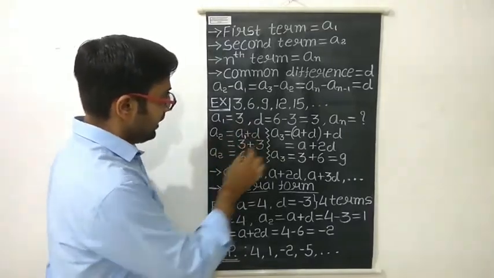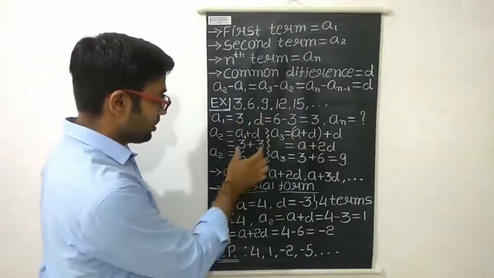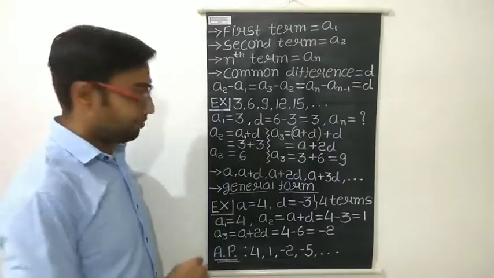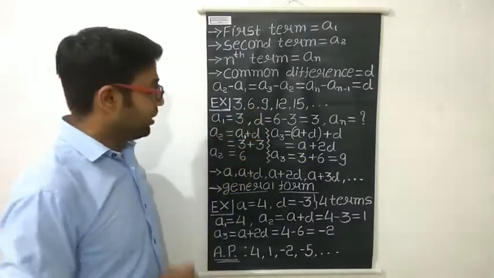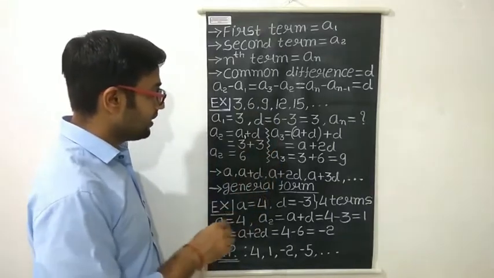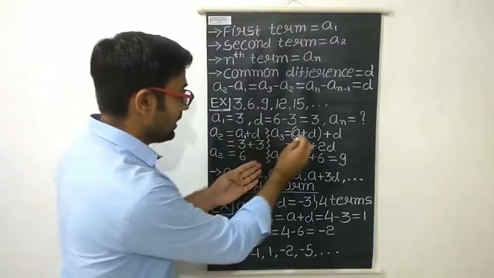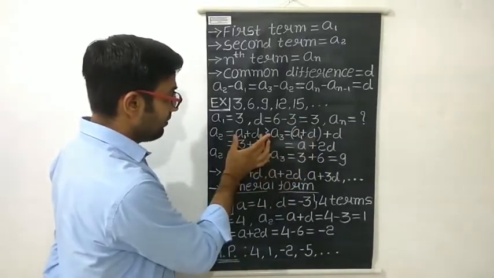By doing this, what will we get? A1 is 3 and D is 3, right? So 3 plus 3 is equal to 6. We get 6 as the second term. To get the third term, again we have to add D to whatever we got here, right? So what is here? A1 plus D.